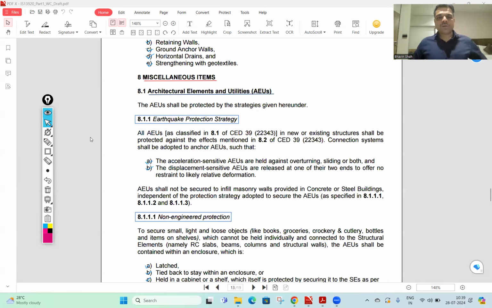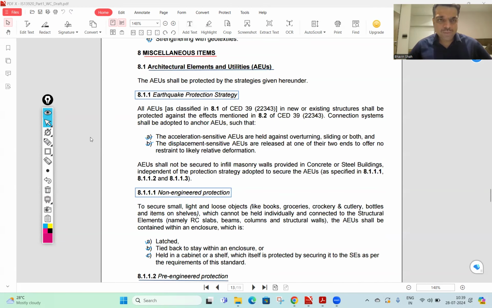Okay, in the last part of the document, which is para number 8, that's the miscellaneous items. And here it is talking about architectural elements and utilities, which is AEUs. So here different strategies are included for protection of AEU. So as we can see, that shall be protected by strategies. So there are different strategies. Let us see what are the different strategies added here.